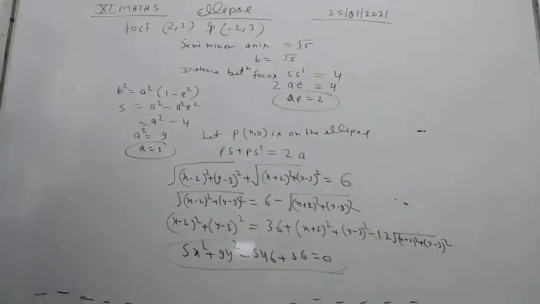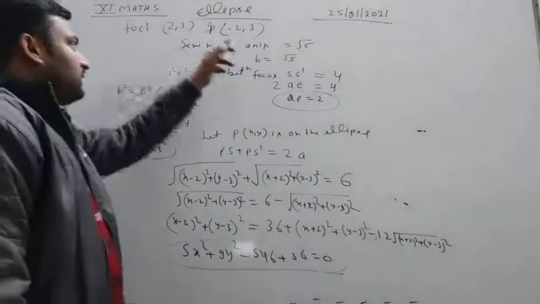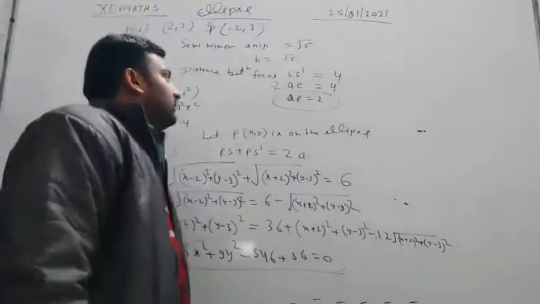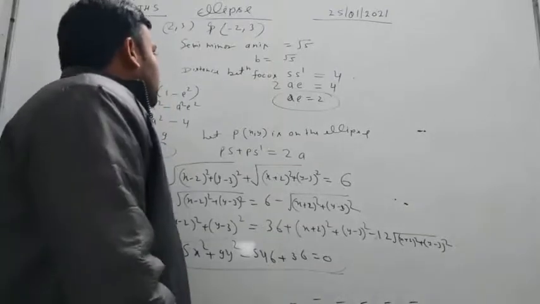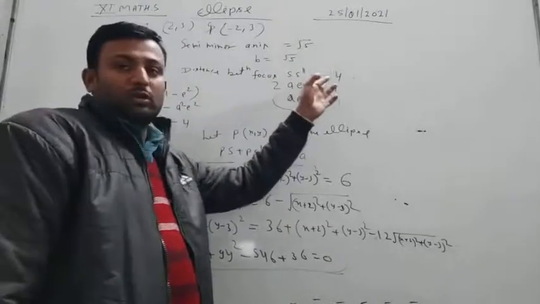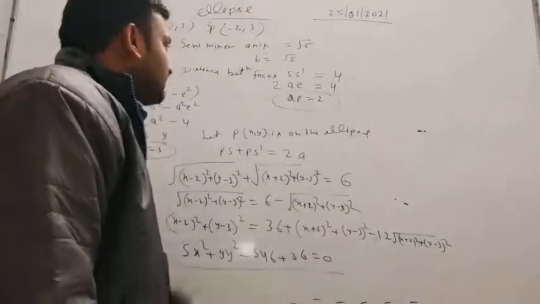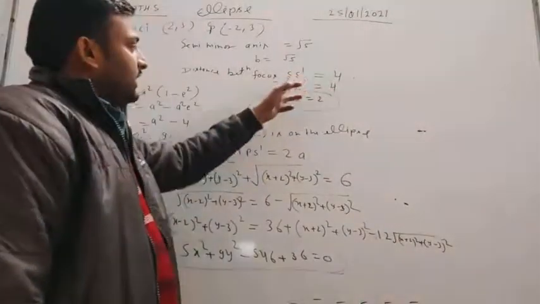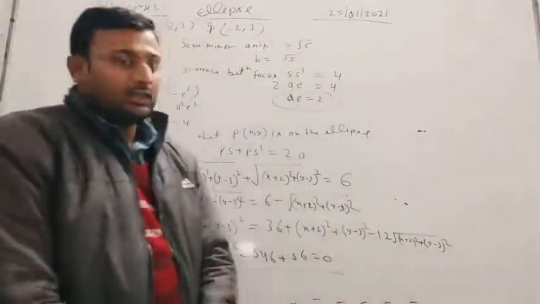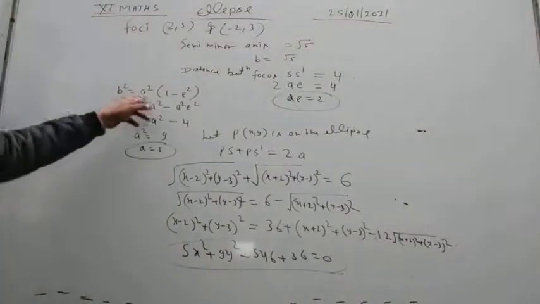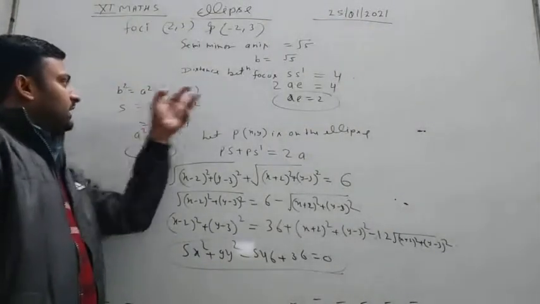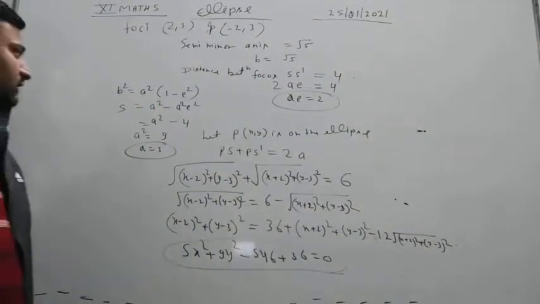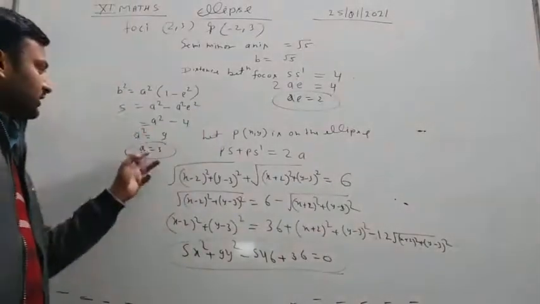So students, we are given the foci, which are (2, 3) and (minus 2, 3), and the semi-minor axis is root 5, so B is equal to root 5. The distance between the foci, SS dash, is 4, because minus 2 and 2 differ by 4. So 2AE is 4. Then we know B square is equal to A square times 1 minus E square. So B square is 5, A square minus A square E square, and A square E square is 4, so we get A is 3.